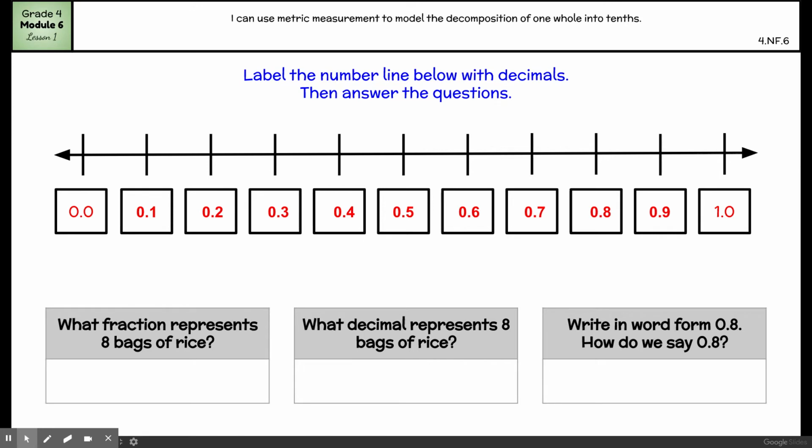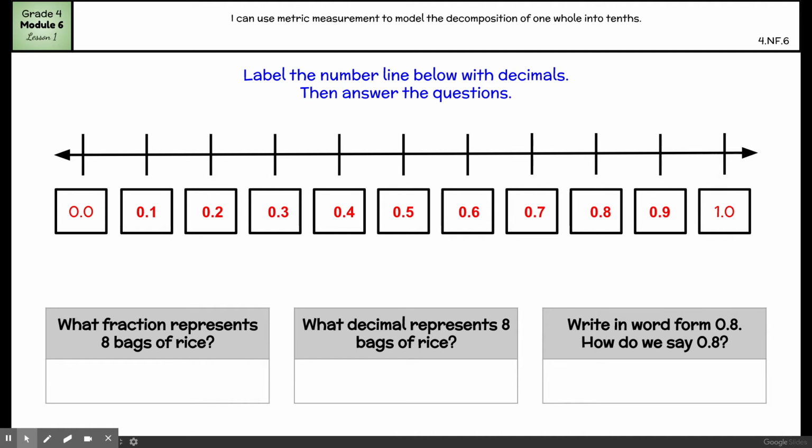All right, what fraction represents 8 bags of rice? Friends, you're going to be writing a fraction here. Then you're going to answer what decimal represents 8 bags of rice. And then you're going to see if you can write this number, and I'm not going to say it. You're going to write this in word form. If I say it, it'll give away what to write. So you're going to read what it says and write what you think the answer is. Okay, friends, you are going to use your number line. Press pause, answer all 3 questions, and press play to check with me.